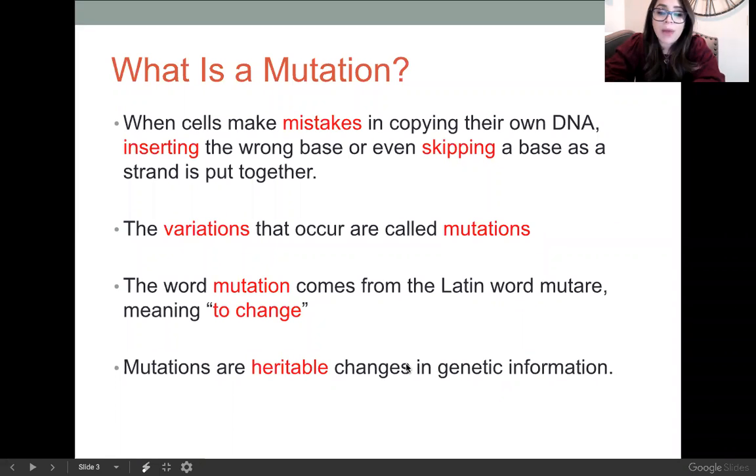Mutations are passed down, so they're heritable changes. You inherit them from your parents. So if your parents have a mutation, and again, if it's in the code that is in the sperm or egg, then it'll get passed down from one generation to the next. And having just come out of the DNA unit with the scientists, Oswald Avery was the one that basically coined that DNA is the genetic information passed down from one generation to the next.